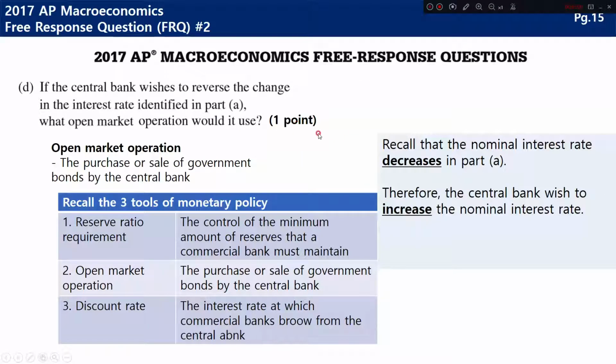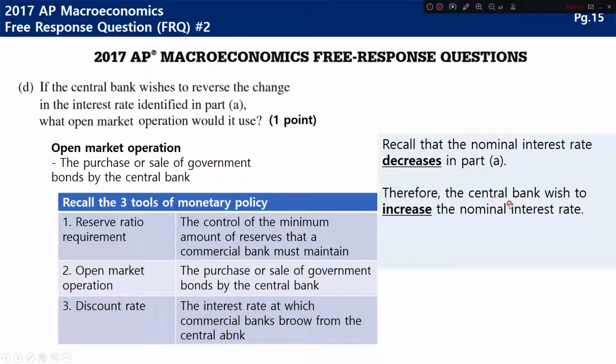Last question, D. What is open market operation? Well, it's the purchase or sale of government bonds by the central bank. It's one of the three tools of monetary policy. So take a look at this chart for your reference.